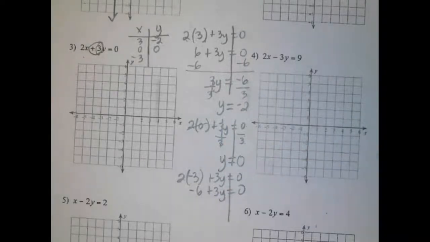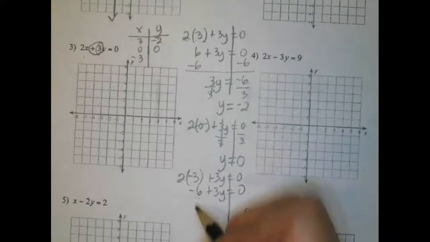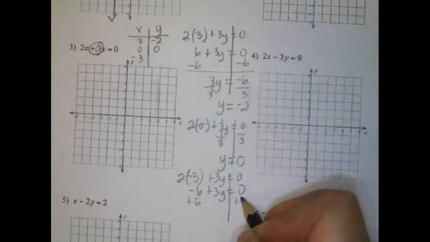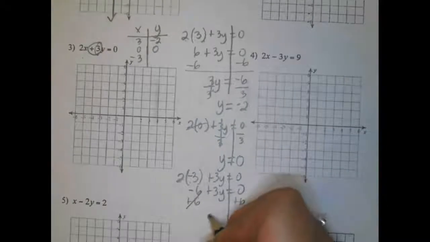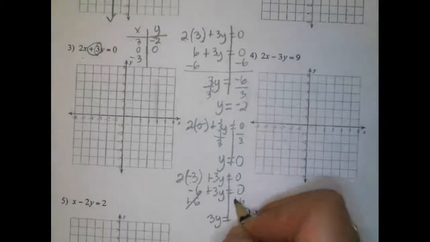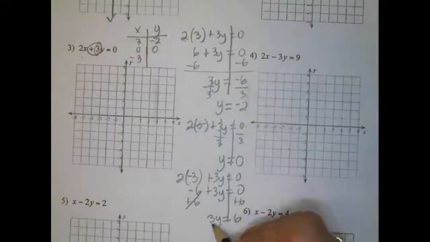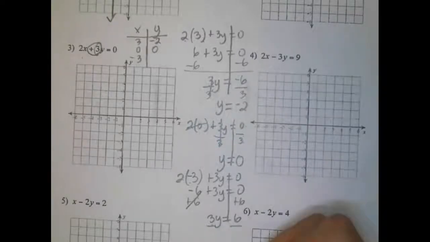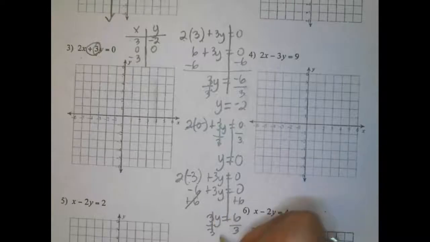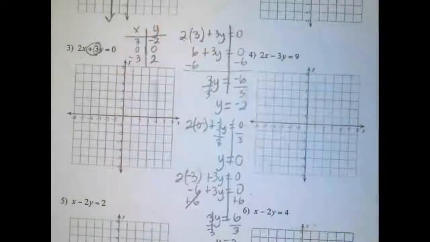Okay. How do I move this negative 6? Add 6. Good. I'm going to add 6 to both sides. This becomes 0. Bring down my 3y is equal to, what is 0 plus 6? 6. How do I undo this multiplication now? I'm going to divide both sides by what number? 3. What does y equal then? Positive 2. All right? So when x is negative 3, y is positive 2.